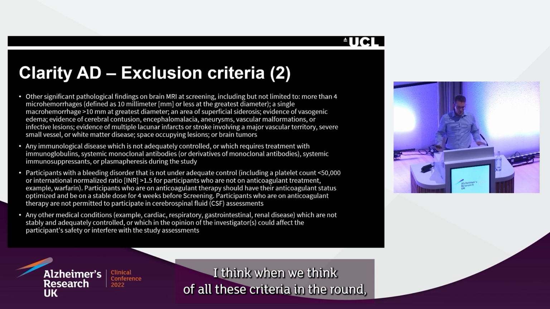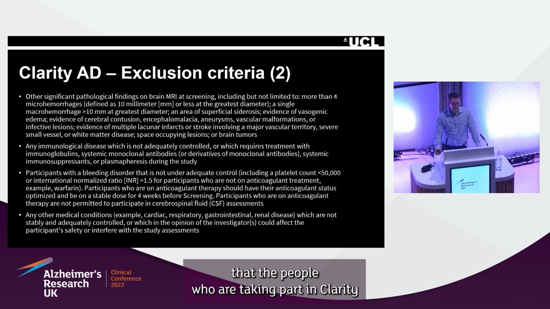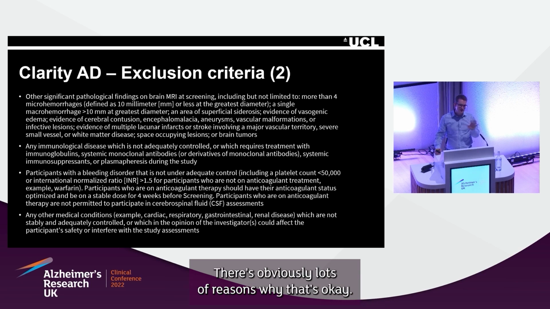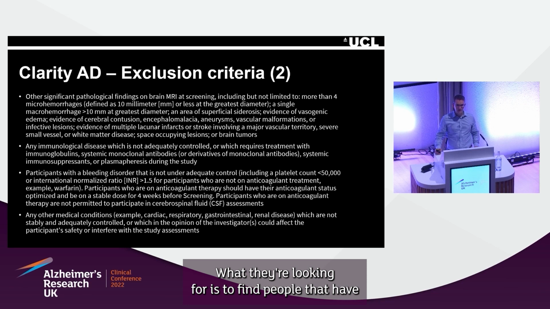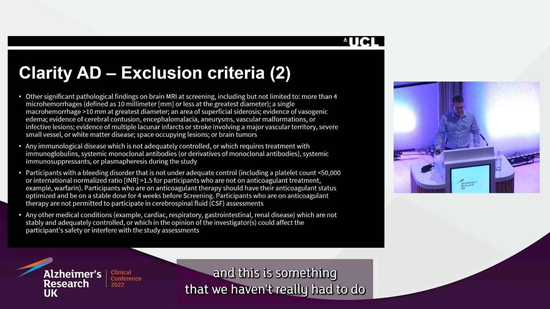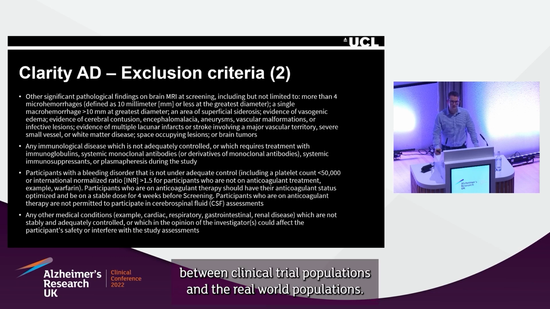So I think when we think of all these criteria in the round, it begins to be quite clear that the people who are taking part in Clarity aren't really the same people that we see in our memory clinics. And there's obviously lots of reasons why that's okay. It's a safer approach. What they're looking for is to find people that have the purest form of Alzheimer's disease. But I think we have to bear this in mind. And this is something that we haven't really had to do for quite a long time in memory clinic, which is think about the difference between clinical trial populations and the real world populations.